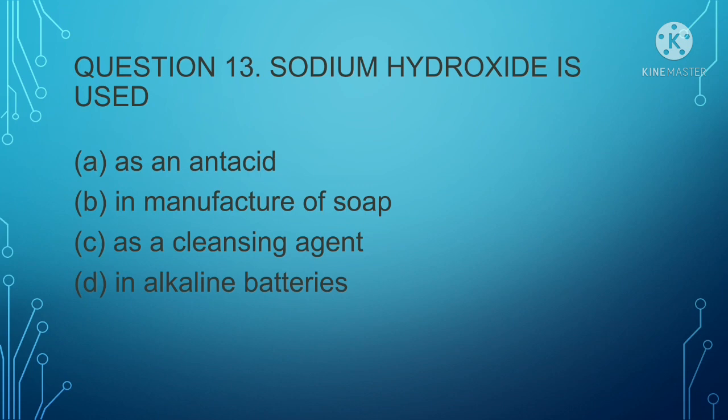Sodium hydroxide is used: option A, as an antacid, in manufacture of soap, as a cleaning agent, in alkaline batteries. For manufacturing of antacids, milk of magnesia is used. So here sodium hydroxide is asked. In the preparation of soap, sodium hydroxide is basically used. So therefore, the correct answer is option B. Sodium hydroxide is used in manufacturing of soap.